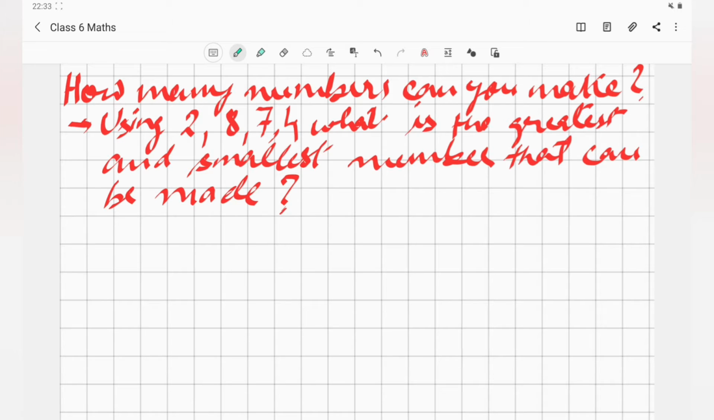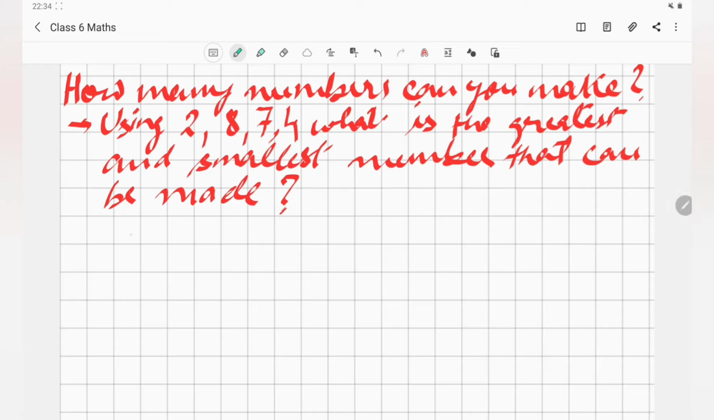And similarly, if the question is to create the smallest number out of this, then we'll try to get the smallest number of thousands possible, the smallest number of hundreds, the smallest number of tens, and then the smallest number of ones. So that's how we approach it. Let's solve this particular case.